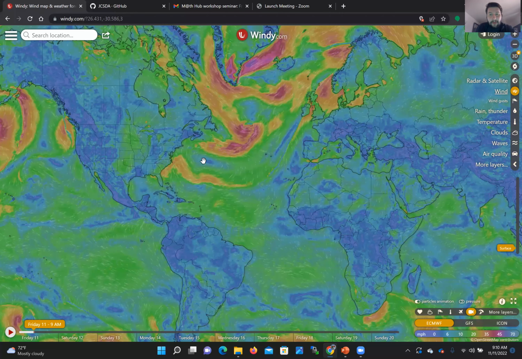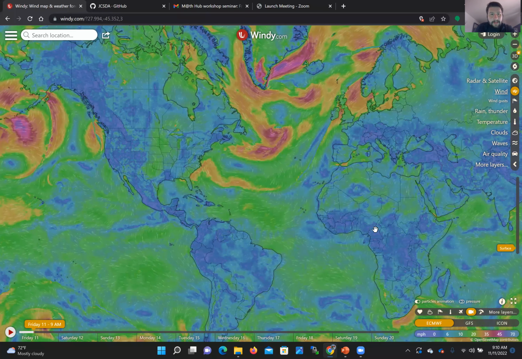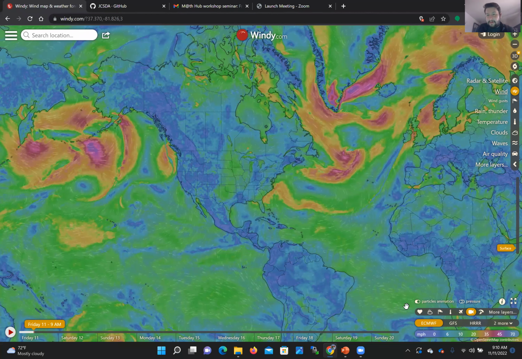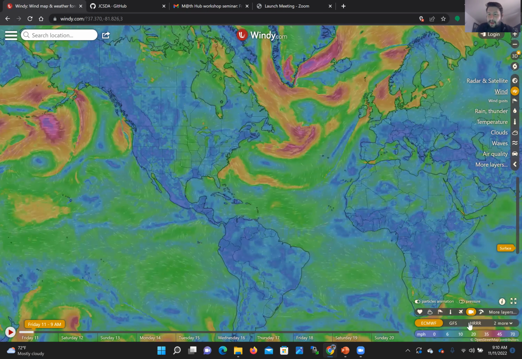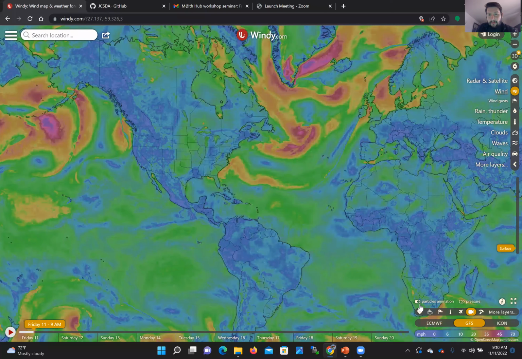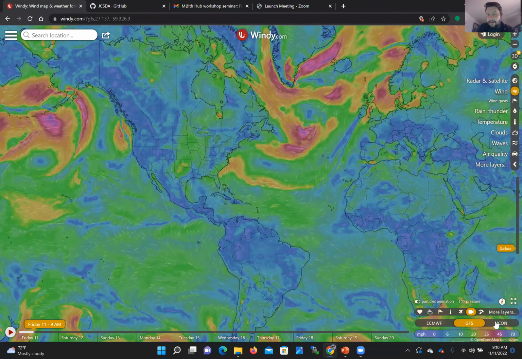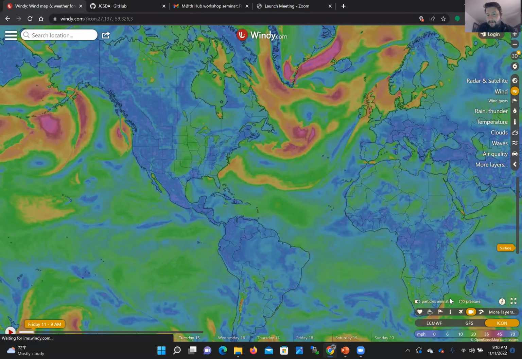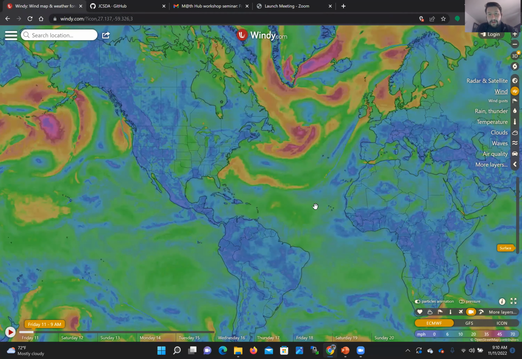But for example, right now, this is wind at the surface of the Earth. ECMWF is the model that's run by the European Center for Medium-Range Weather Forecasting. GFS is a US model. I can switch to that and see what it's saying. You notice a slight difference between the two. ICON is a German model. There's a slight difference there, but you can explore the various models.